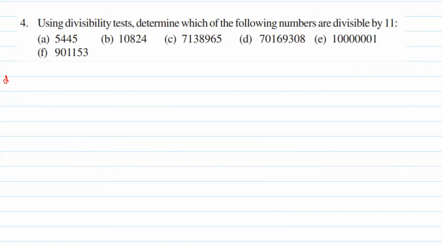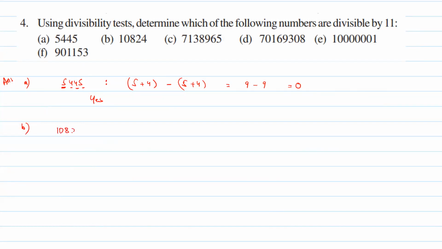Coming to question number 4. Using divisibility test, determine which of the following numbers are divisible by 11. Now for 11, you have to check 5, 4, 4, 5. For 11, you have to add the odd number places, like 5 plus 4, and then subtract the even number places, like 5 plus 4. It is coming out to be 9 minus 9, 0. So yes, it is divisible by 11.